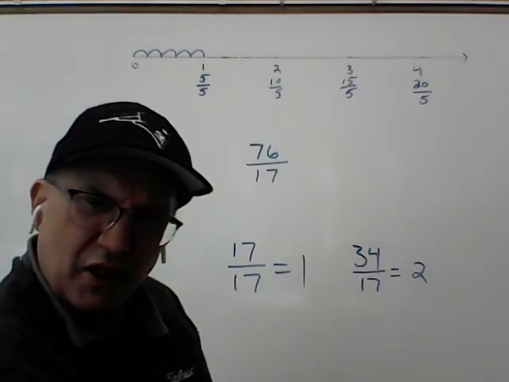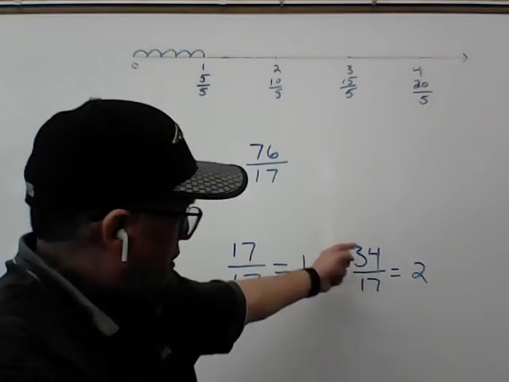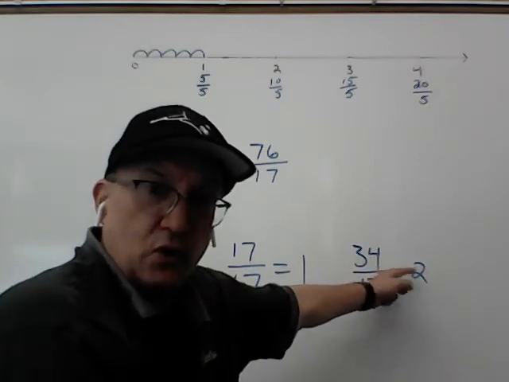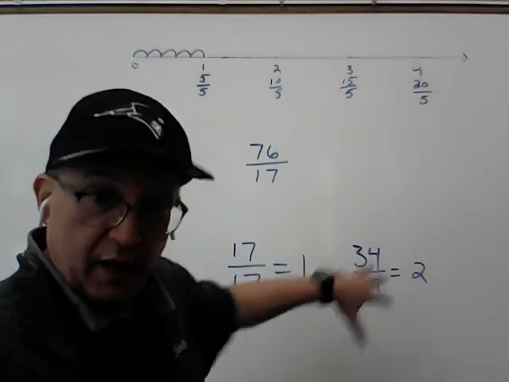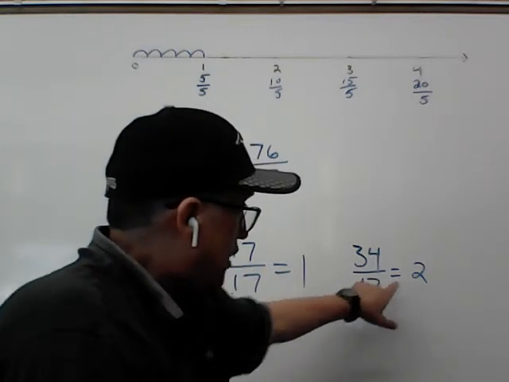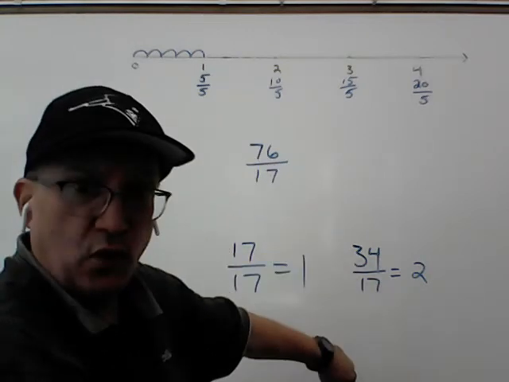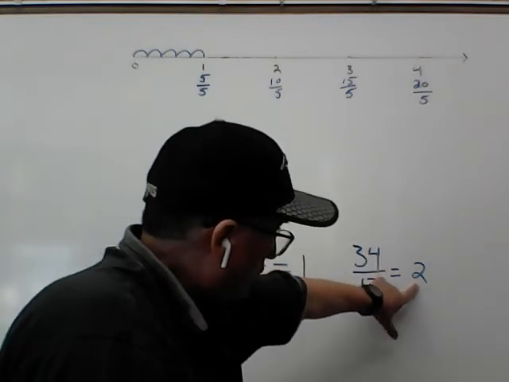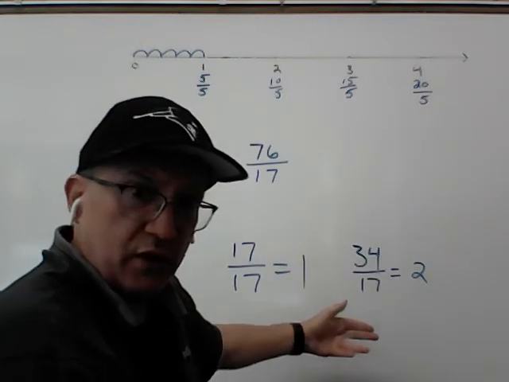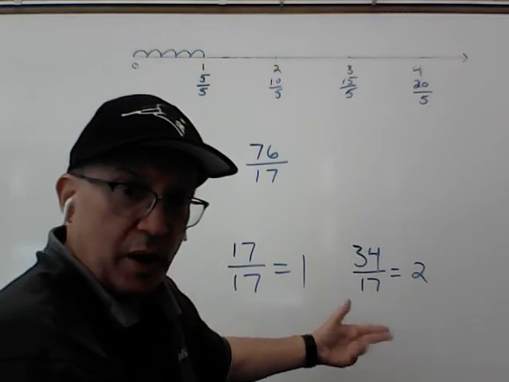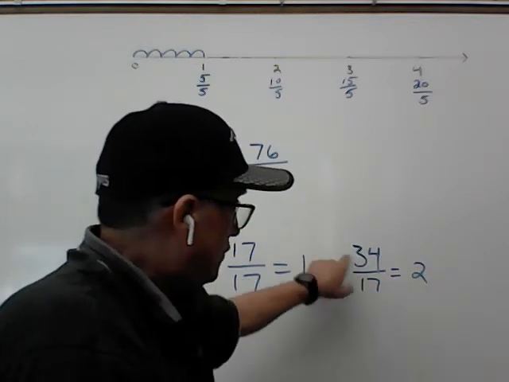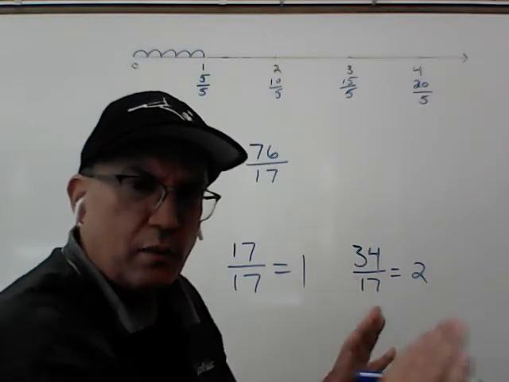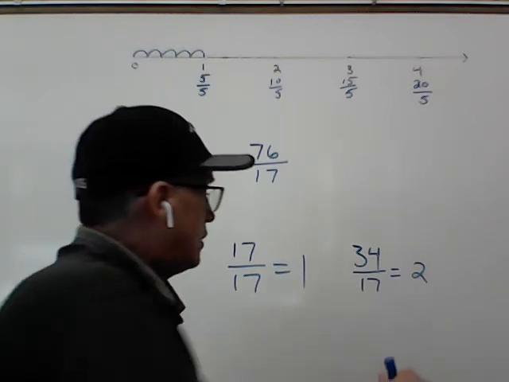34 17ths equals 2. 34 divided by 17 is 2. Looking at it backwards, as we do, 2 times 17 is 34. Whenever you have this kind of situation, a fraction, the fraction is a division. How do we check a division? By multiplying. 2 times 17 is 34. We'll see more of that kind of thing later.